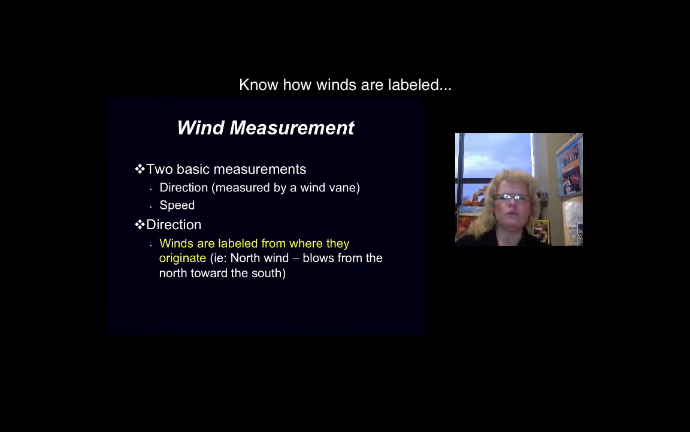There are basically two ways that we can measure wind. And wind is associated with unequal heating of the atmosphere. We look at direction and speed. Now, when you hear about, okay, there are northwesterly winds today, what does that mean? It means that the winds came from the north and they blow from the north towards the south. So winds are directly labeled from the direction in which they originate, not the direction that they are headed.